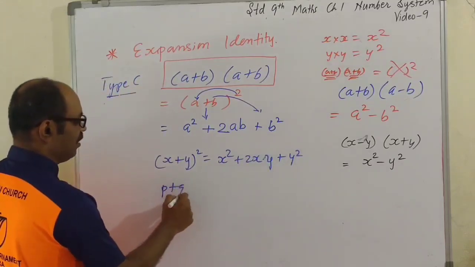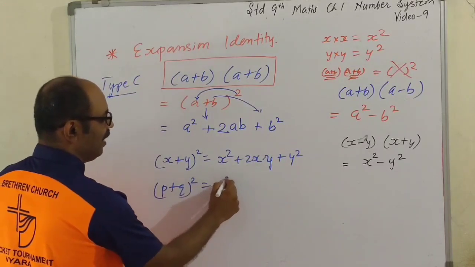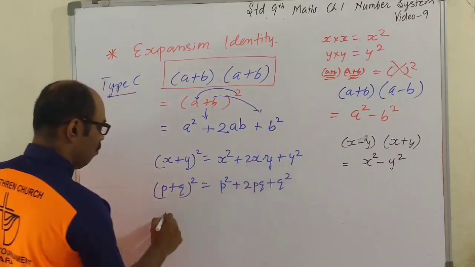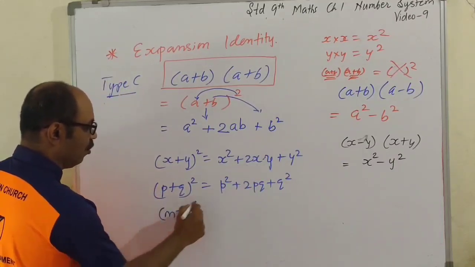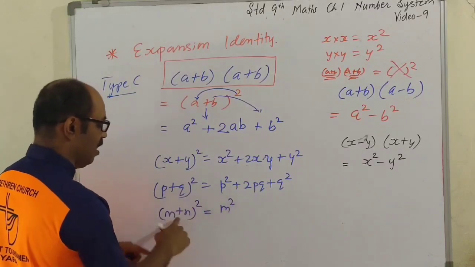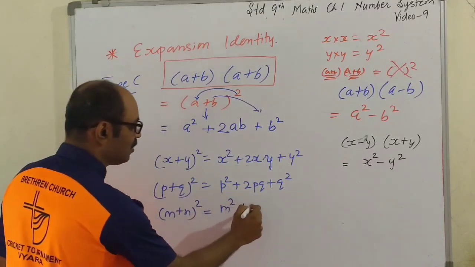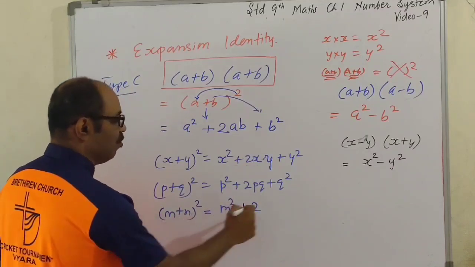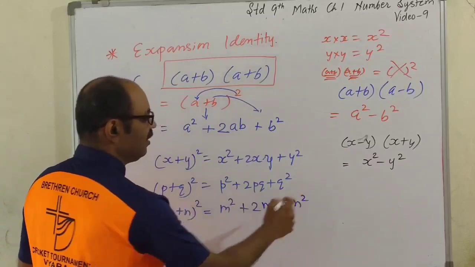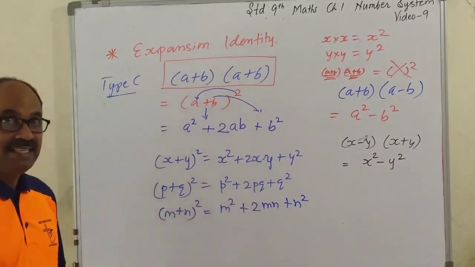What is p plus q whole square? P square plus 2pq plus q square. What is m plus n whole square? Whole square. So square of m, so m square. Middle term plus, so plus 2 times m into n plus n square. Correct? This is type C.